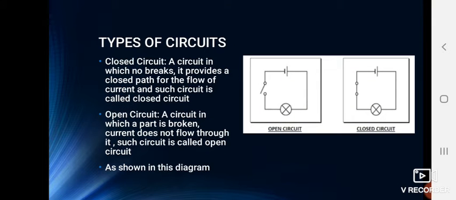Types of electric circuit. Closed circuit: a circuit with no breaks provides a closed path for the flow of current, and such a circuit is called a closed circuit. Open circuit: a circuit in which a part is broken, so current does not flow through it. Such a circuit is called an open circuit, as shown in this diagram.